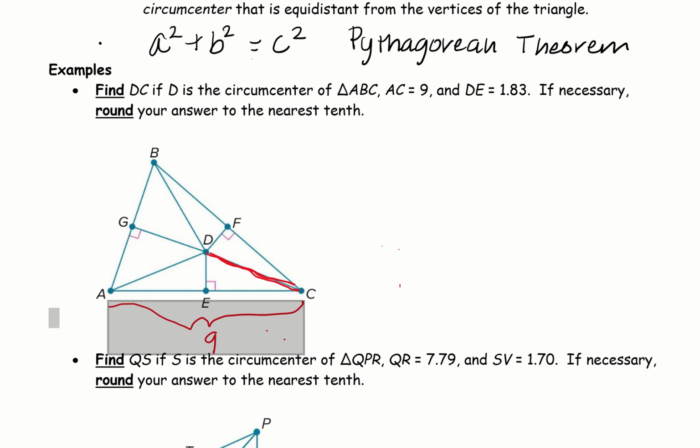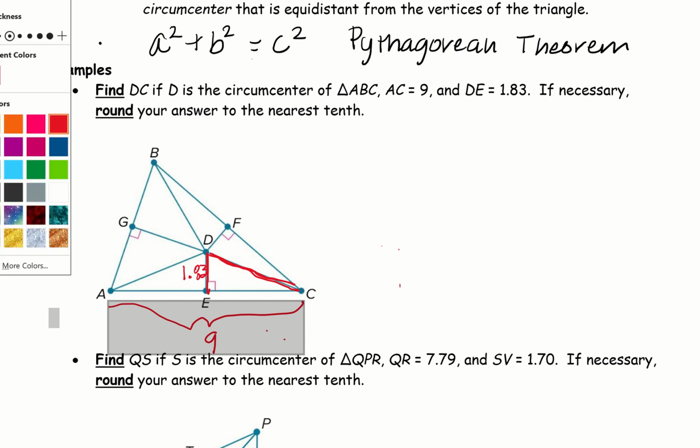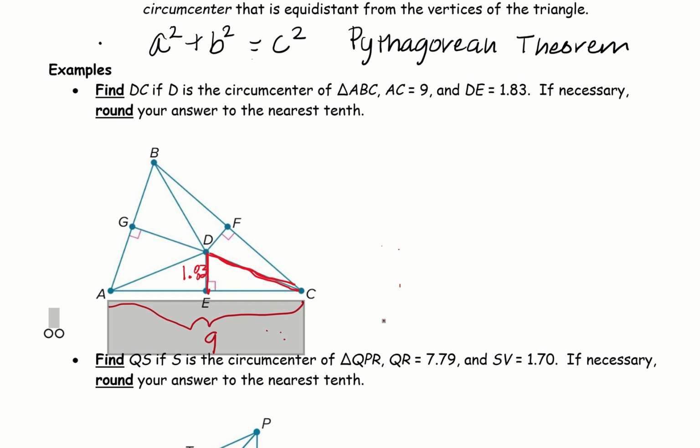Oh, how do I make that triangle go away? There we go. So AC is 9. And then they tell you that DE is 1.83, so this little guy right here is 1.83. I'm not sure why that keeps showing up. Hopefully it'll go away.